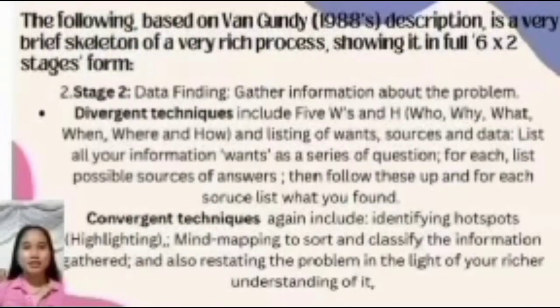So, the second stage of the creative problem solving, or CPS, process is called data finding. The focus is on gathering information about the problem at hand. This stage helps to deepen our understanding of the problem and provides a solid foundation for generating effective solutions. The divergent techniques used are the 5 W's and H: who, why, what, when, where, and how. These techniques involve asking a series of questions about the problem to gather relevant information.